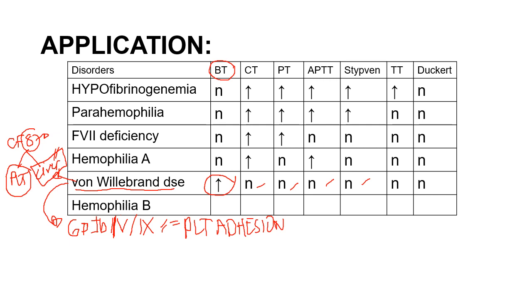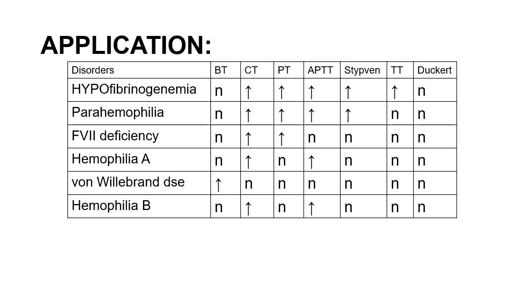Next, your clotting factor 9 ang affected sa hemophilia B, right? B9. So, normal si bleeding time, prolong si clotting time, normal si PT, prolong si APTT, normal stiff vein, thrombin, and Duchert's test.